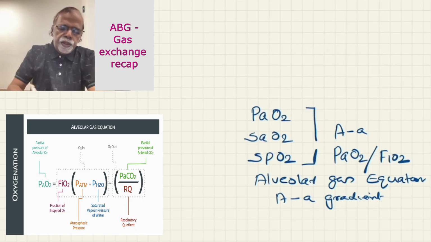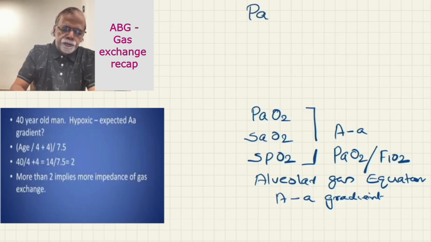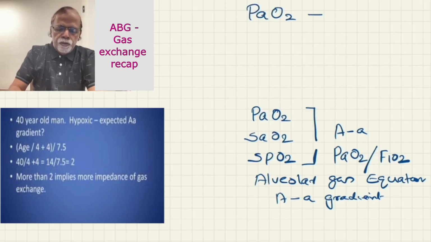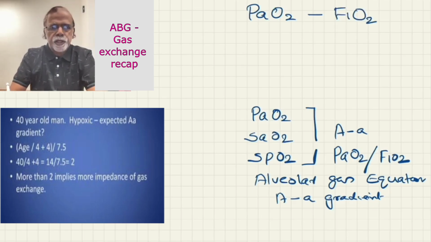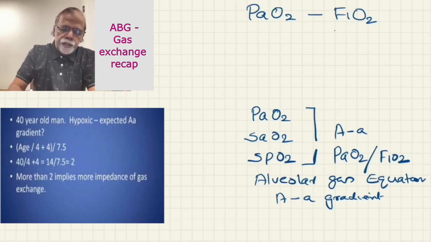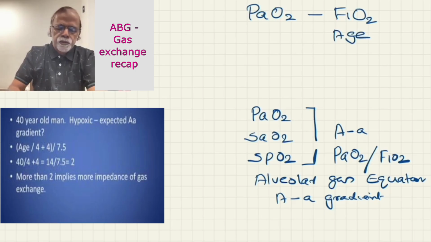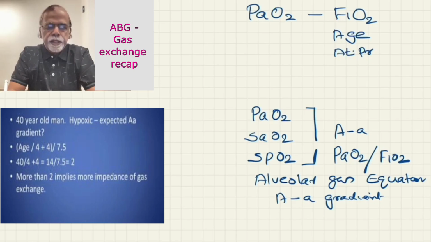The PaO₂ depends on the fraction of inspired oxygen, that is FiO₂. Second is the age of the patient. Third is the atmospheric pressure, whether the patient is at sea level, that is the barometric pressure. These are the three determinants of PaO₂.